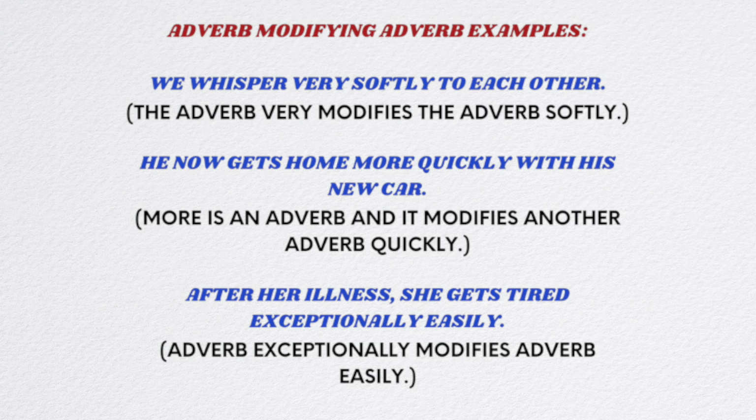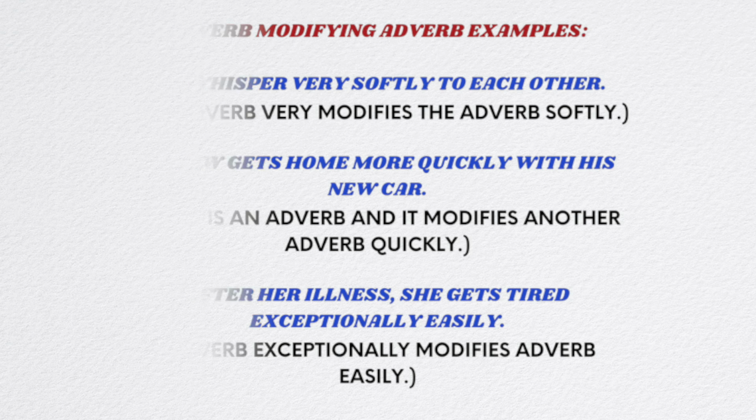Adverbs modifying adverb examples. We whisper very softly to each other. This adverb very modifies the adverb softly. He now gets home more quickly with his new car. More is an adverb and it modifies another adverb, quickly. After her illness, she gets tired exceptionally easily. The adverb exceptionally modifies the adverb easily.